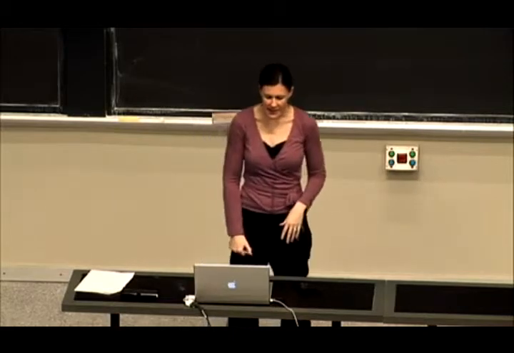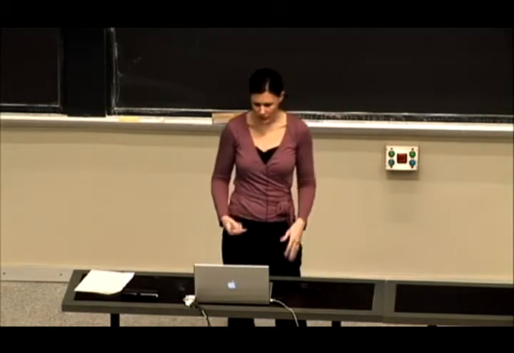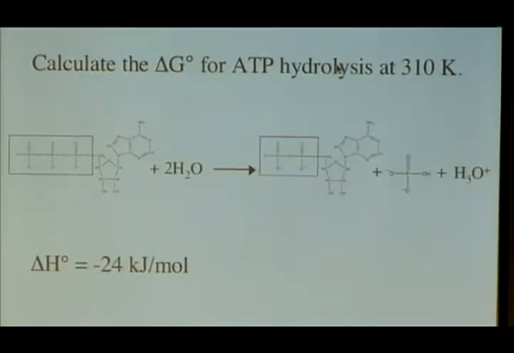So I'll tell you that the delta H of this reaction is negative 24 kilojoules per mole. This is what we actually calculated in class on Friday. And that the delta S is plus 22 joules per K per mole. So we can go ahead and calculate what this delta G is here.